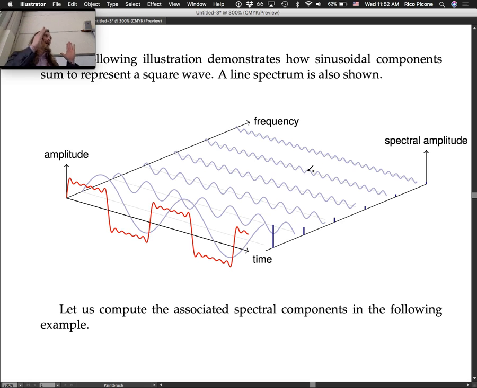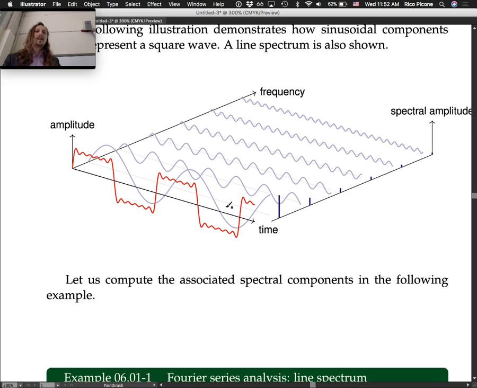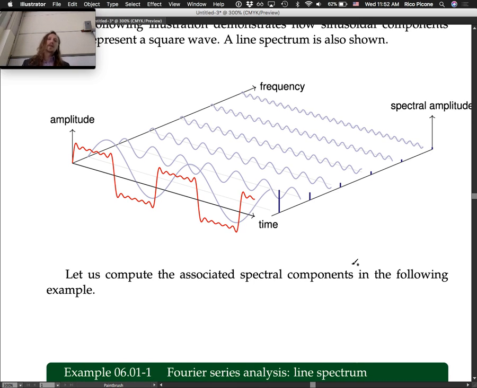So it starts out looking just like a sinusoid when you add the first component. You add the second component, it gets a little bit more like a square wave. You add the third component, it looks a little more like a square wave, and you keep adding them, and it looks more and more like a square wave, okay? So computing the spectral components from this example is what we will do next time.